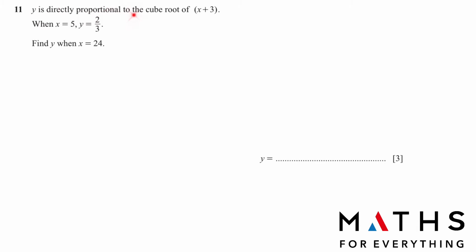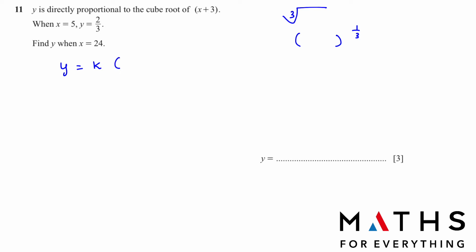Y is directly proportional to the cube root of x plus 3. Cube root can be written like this or can be written like this. Both the ways are right. So y is, it's better to use the fraction form now, is proportional to the cube root of x. So whenever the word proportional, directly proportional, we write k, and whatever it is proportional to, we multiply it there.